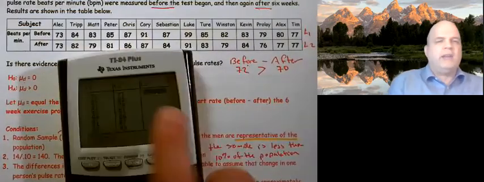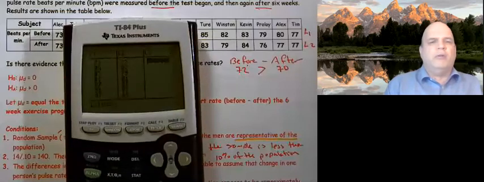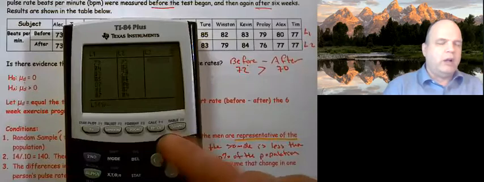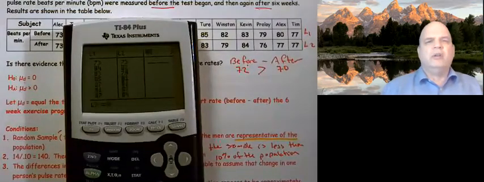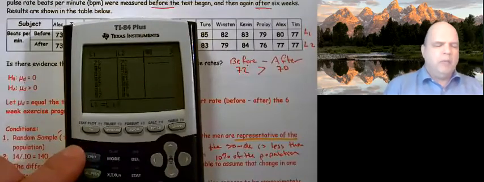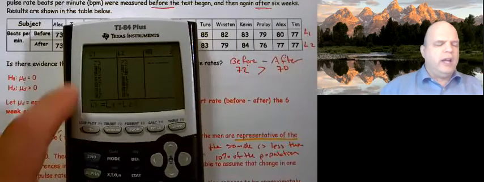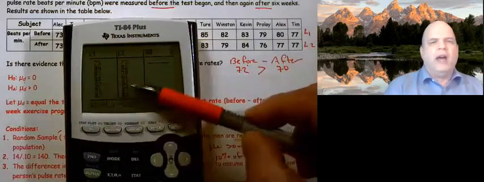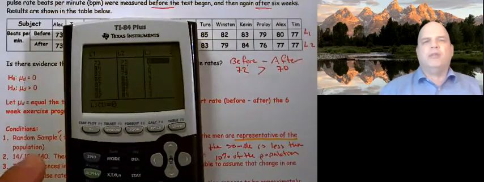So hopefully we've got the data entered. And here's what you need to do. First off, we need to combine this data. So we're going to arrow up to L3, press enter. And then I'm going to go second 1 minus second 2. And the reason I did that is I had before minus after. And then I press enter and it populates it for me.